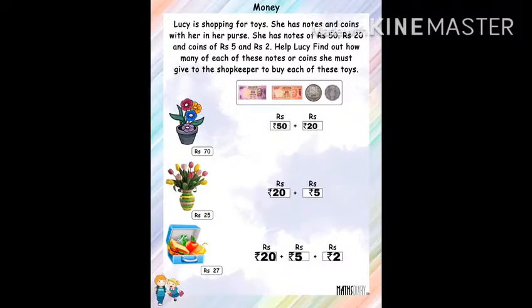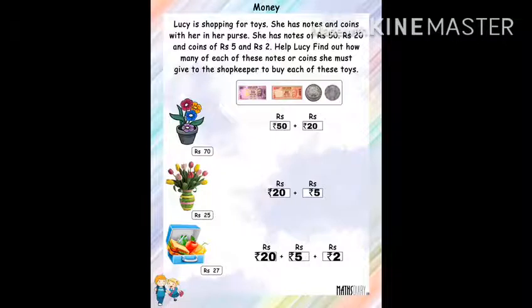Here Lucy is shopping for toys. She has notes and coins with her in her purse. She has notes of rupees 50 and rupees 20, and coins of rupees 5 and rupees 2. Help Lucy find out how many of each of these notes or coins she must give to the shopkeeper to buy each of these toys. So we will help her shop for the things she wanted.